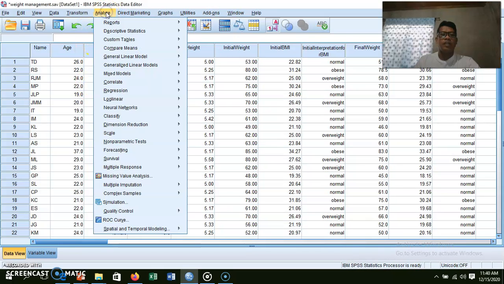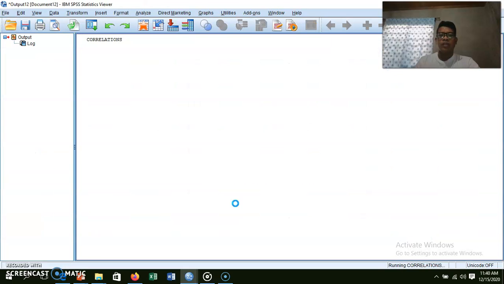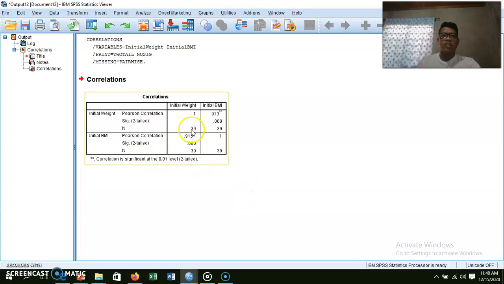So again, click Analyze. This time we look for Correlate and then click Bivariate. Then we transfer those variables that we want to test: the initial weight, click the arrow, and the initial BMI. You notice that Pearson R has been checked in this box. So just click OK and wait for the result. This is the result of our test.